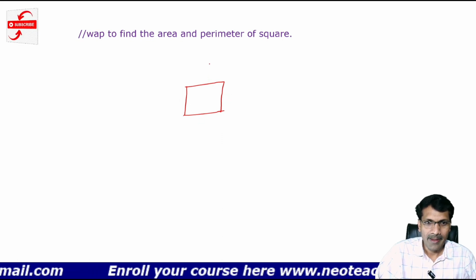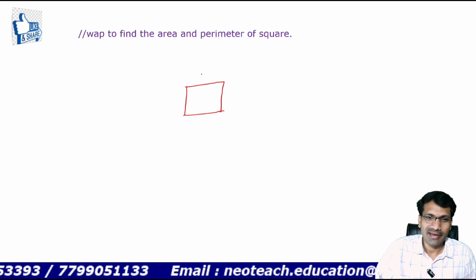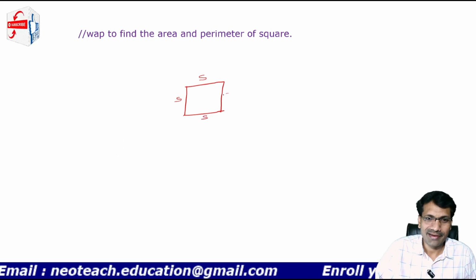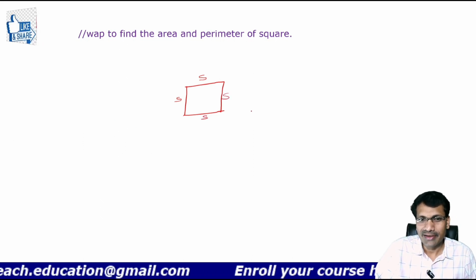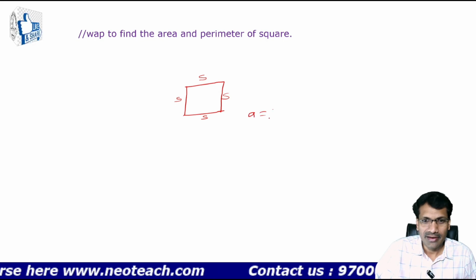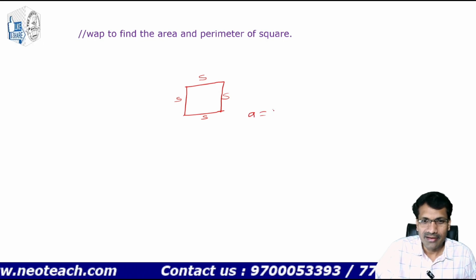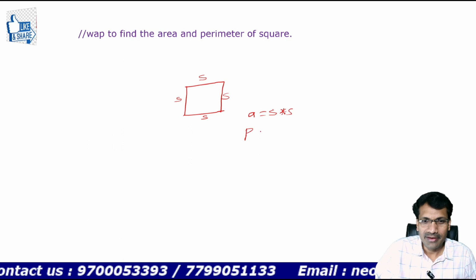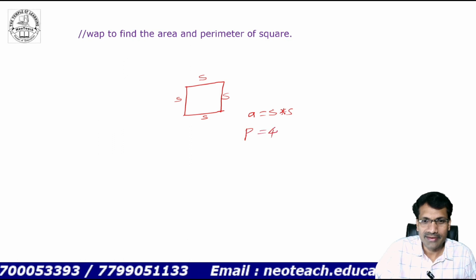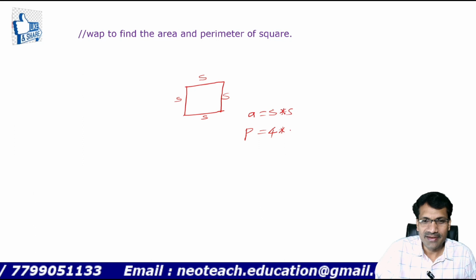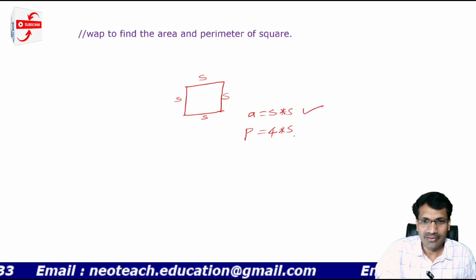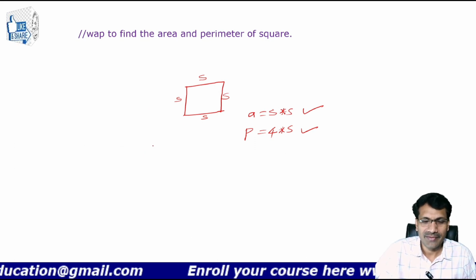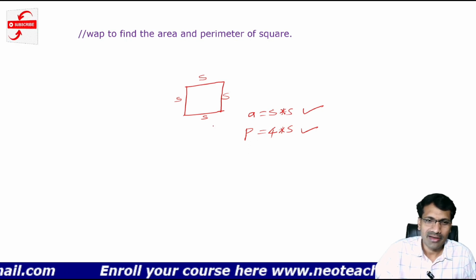So better to take some other values, like S for side, yes, 4 sides are equal here. So like this, the area we can find, S into S, side into side, S square. Perimeter you can also find like 4S: S plus S plus S plus S, 4S. Like these two you can use to find the area and perimeter of this square. Okay, so take all as integers and you can try this program.